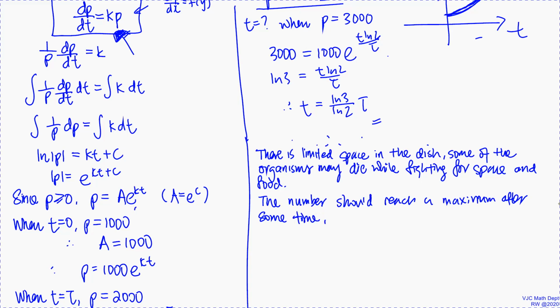Some time, it is not likely to increase to infinity. That's that. This is a more comprehensive answer. Your answer may or may not be so comprehensive, but the idea should be there that it should reach a maximum. You just get a flavor will do, like you just say that there's limited space, limited food. Good enough. You don't need to say it may die and anything. All right, this is just for completeness. That's for question 5.